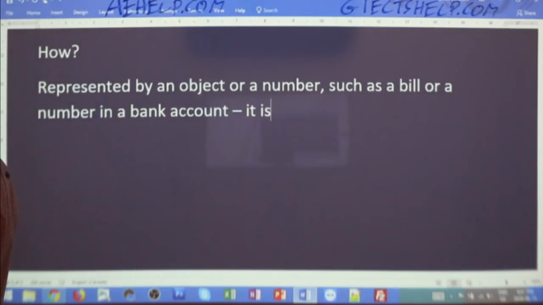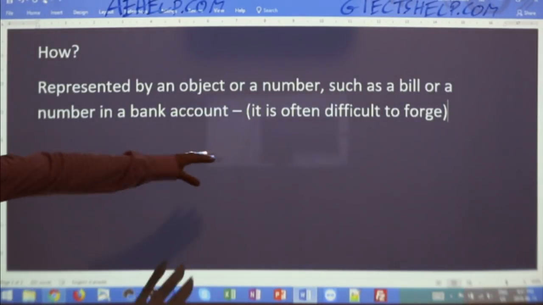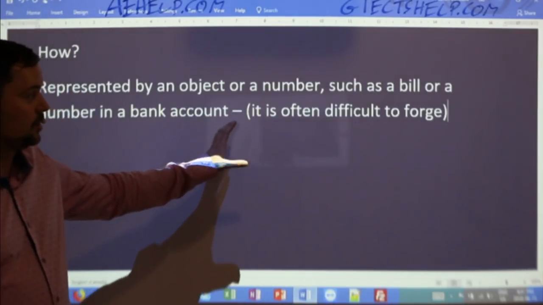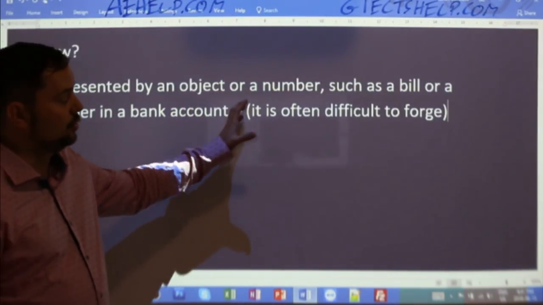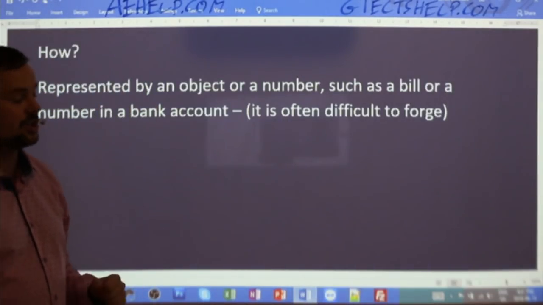This is just a little additional note: it is often difficult to forge, right? Forge means to make fake money. And of course, governments, banks and other institutions try to create money in a way that's difficult to replicate so it can't be forged, right?